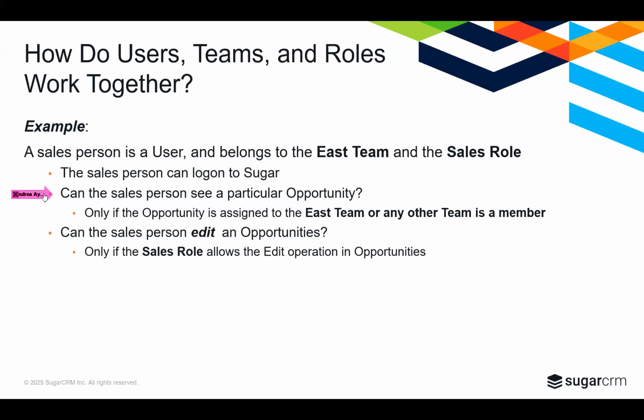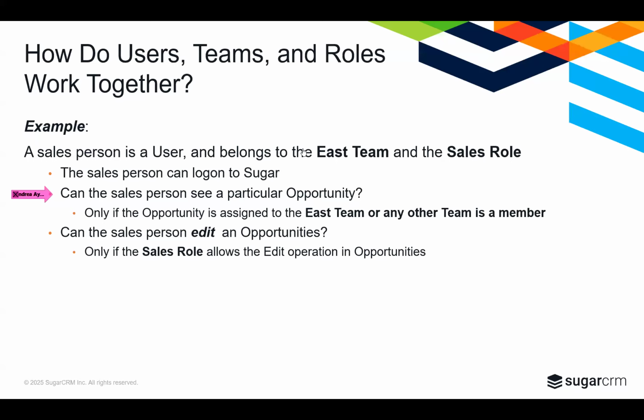So the one that's, let's say, sales VP, that person, if they're the highest person in the hierarchy that's a user, then they won't have someone in the report to field, and their private team truly will just be themselves. So can a sales rep, if they're a user, see a particular opportunity?